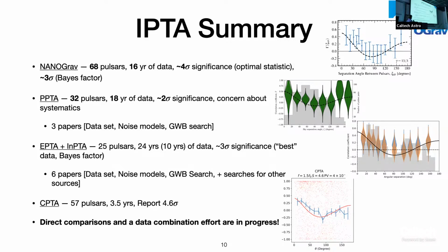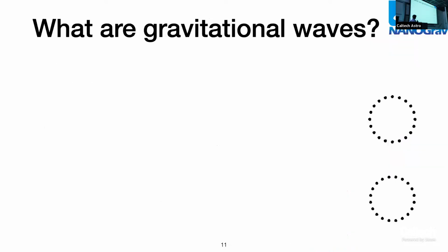And the Chinese Pulsar Timing Array has timed 57 pulsars for 3.5 years. They report 4.6 sigma significance. Their significance is in a single frequency bin because they've only been observing for 3.5 years, and you can see their correlations down here as well. It's important to note that direct comparisons between these data sets are ongoing, and hopefully results will come out quite soon on direct comparisons, and then an actual data combination effort for the first three groups on here is underway. And so hopefully we'll have a super data set that combines everyone's data pretty soon.